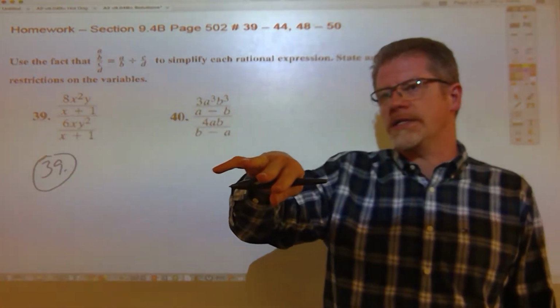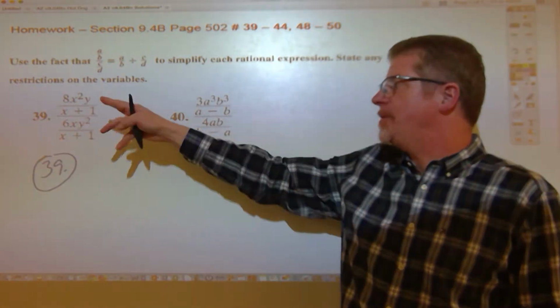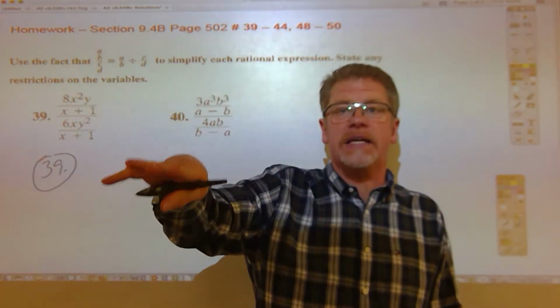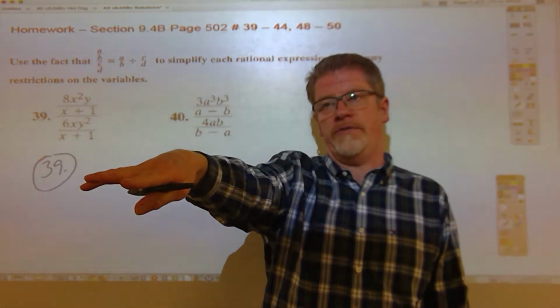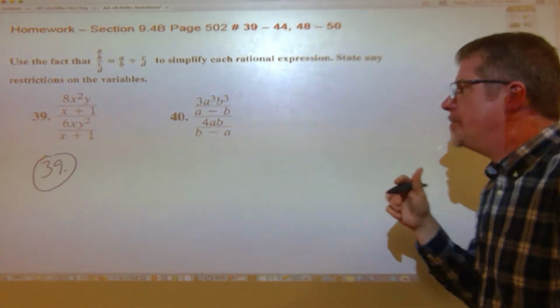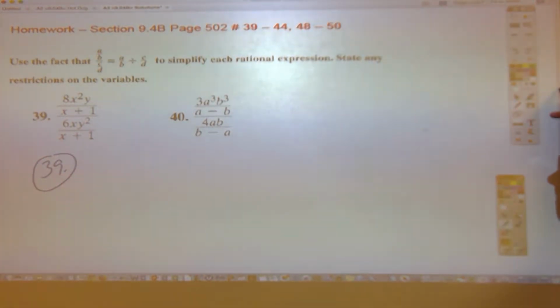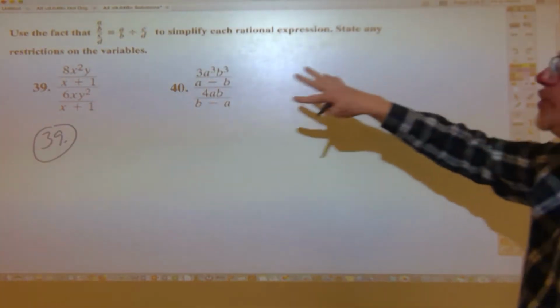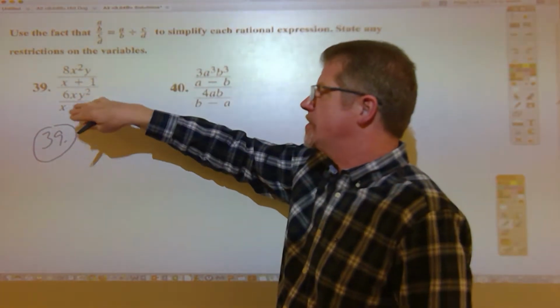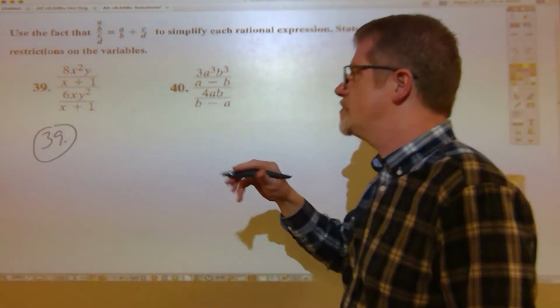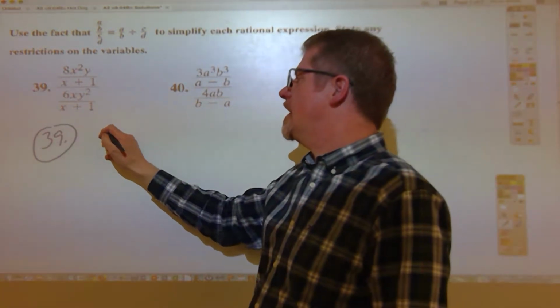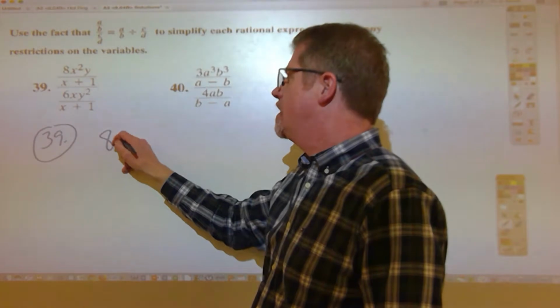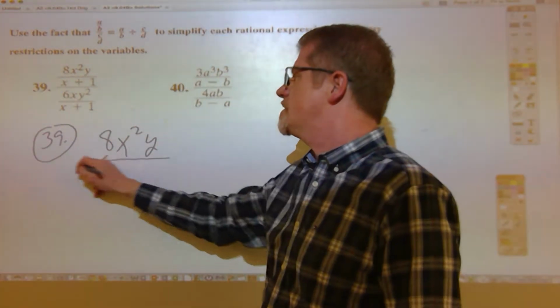Those of you here in class today, what you can do is copy problem 39 onto the blank side of the sheet of paper that you have. Problem 39 is 8x squared y over x plus 1 over another fraction. It's a fraction of two fractions, which is a little annoying when you first look at it because it seems kind of stressful. But this is really the only new thing for today.